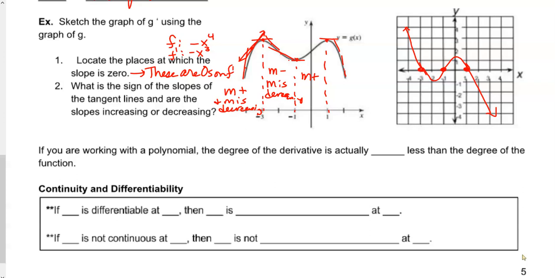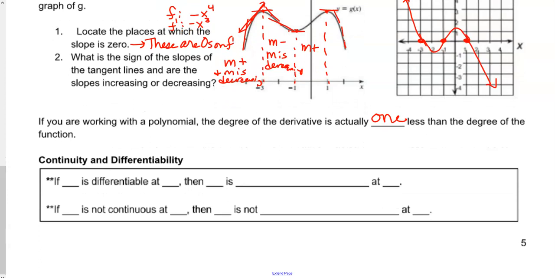Now, if you are working with a polynomial, the degree of the derivative is actually 1 less than the degree of the function. That's what I was just talking about. This is acting like an x to the 4th. It's upside down, negative. And notice this looks like a cubic, one of those little squiggles. And it is negative because it's not going in the increasing fashion. It is decreasing from left to right. Okay? So, work on that. We will definitely be seeing this again.